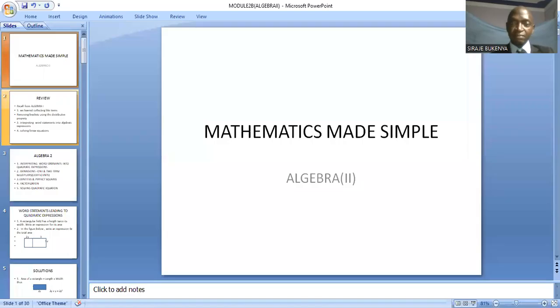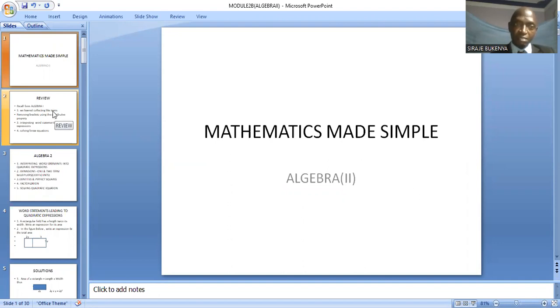We are discussing mathematics made simple for all, and we are going straight to Algebra 2. After a thorough discussion of Algebra 1, we have now moved on to Algebra 2. If you try to review our discussion in Algebra 1, we were looking at what is the meaning of algebra.